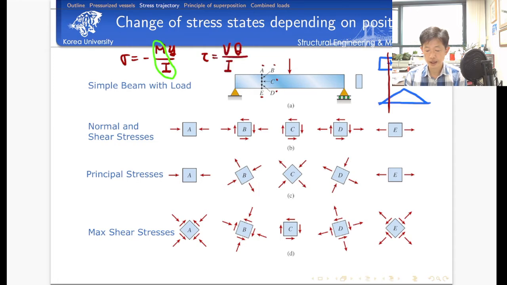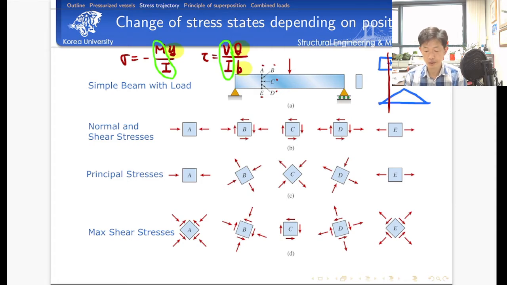VQ over Ib. Also, I'd like to say that the shear force and the second moment of inertia are fixed because we already determined the place where we're going to calculate the bending moment and shear force. And then the first moment Q, the width, and the y coordinate depend on the material point in the cross section. So because the normal stress and shear stress change, it is natural to imagine that the stress condition is not the same.